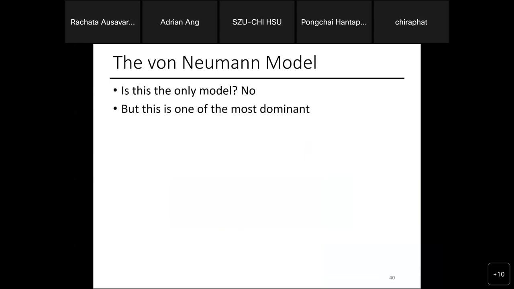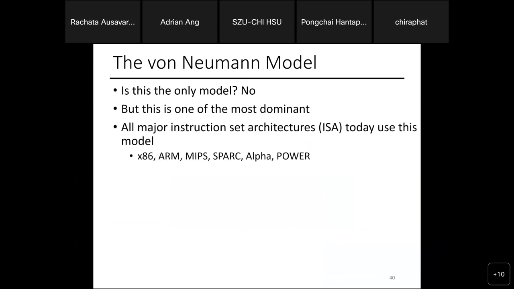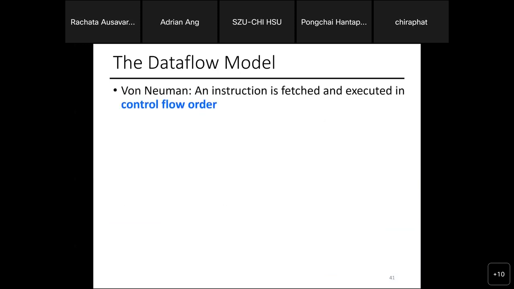Is this the only model? No, but this is one of the most dominant. Major instruction set architectures, things like x86, ARM, MIPS, RISC-V, SPARC, Alpha, IBM Power, use this model. What's the alternative? The alternative is what we call the data flow model. We'll go into more detail in the fun part on this model. But the key idea is, now, von Neumann fetches and executes instructions in control flow order. Control flow means the way your program runs. So we talked about this in the first lecture of fun part because it does have a lot of shared ideas. Were you there?